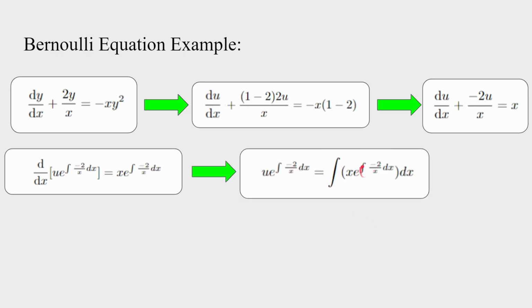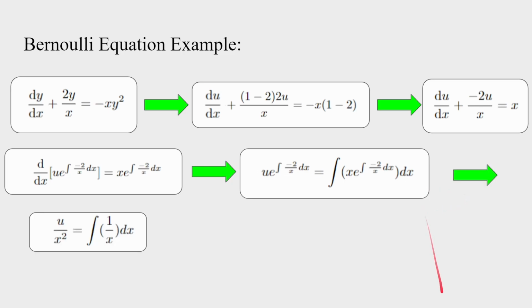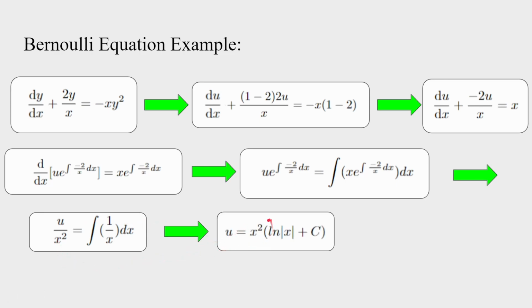Yes, so this actually looks like almost integration by parts, but guess what? The natural log saves us, insanely well. And yes, evaluate this integral. Solve for u. As you can see, it's natural log absolute value of x plus c, divided by x squared. Multiplied by x squared, excuse me, divided by 1 over x squared, rather.